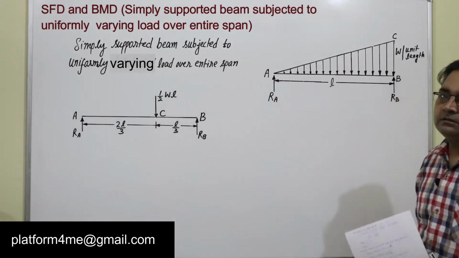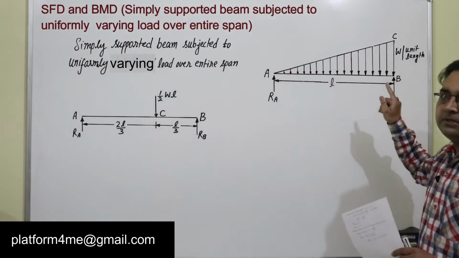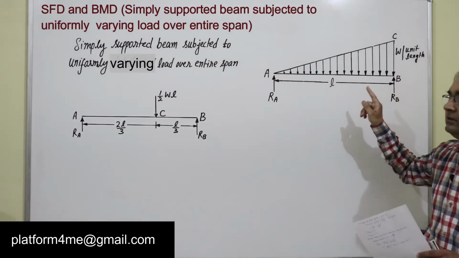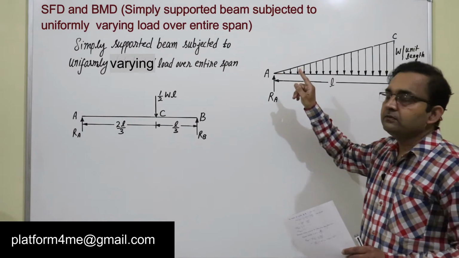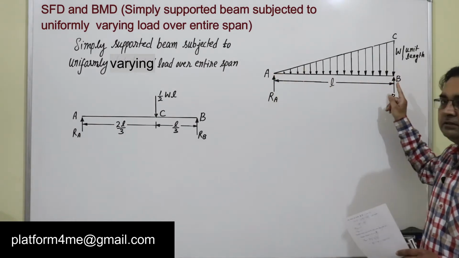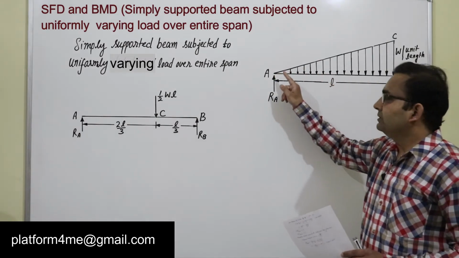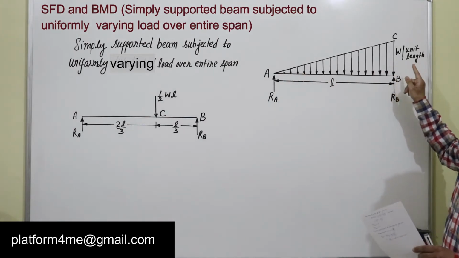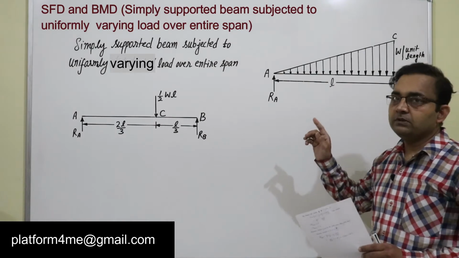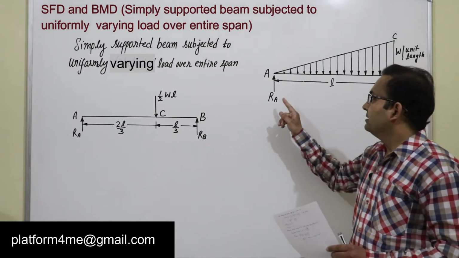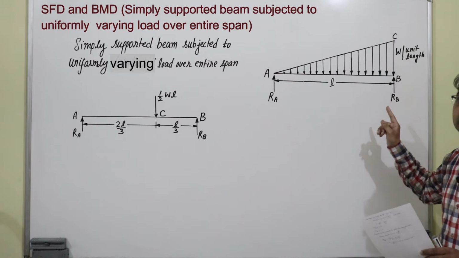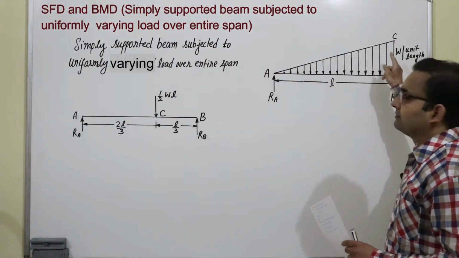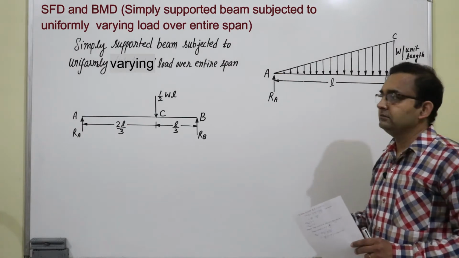This is a question. AB is a simply supported beam at points A and B and the load is uniformly varying from point A to point B. At point A the load is 0 and at point B it is W per unit length. So first we will calculate reactions RA and RB. For this we will convert this triangular load into a point load.